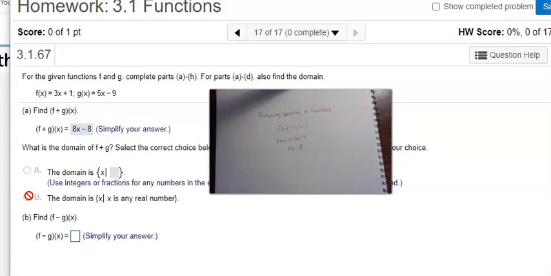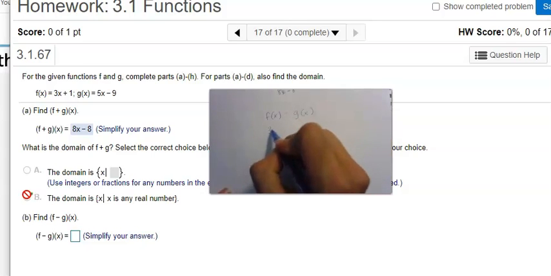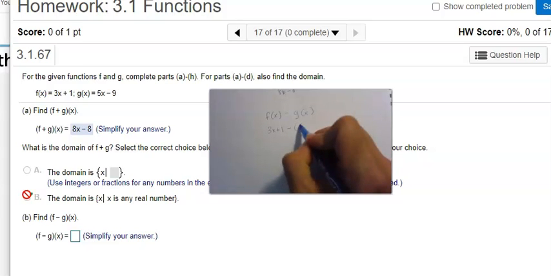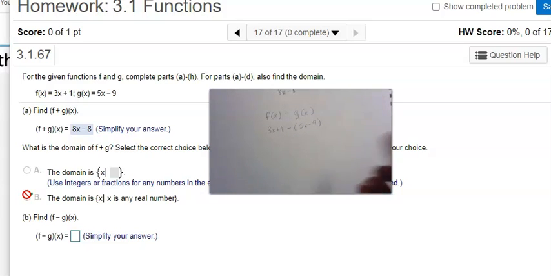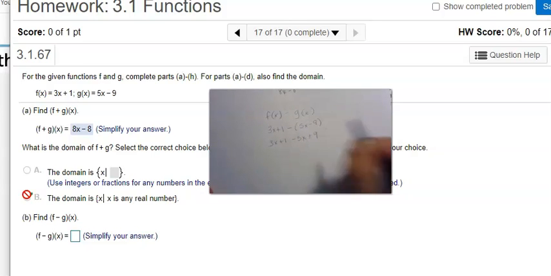Alright, next they ask us to find f minus g of x, so that means we're going to take f of x and subtract g of x from it. So I'm going to take 3x plus 1 and subtract 5x minus 9. Remember, when you subtract a polynomial, you want to apply the negative to every term in the polynomial, or just think about changing the signs of every term in the polynomial. So this positive is going to become negative, and this negative is going to become positive.